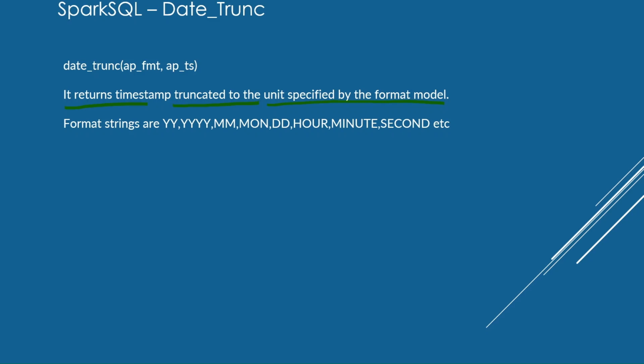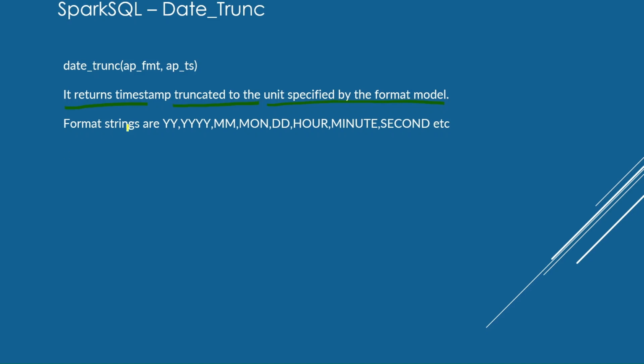Same, suppose you want to truncate to month. Then it will show the year and month, and the day, hour, minute, and seconds will show as zero. So this is the purpose of date_trunc. Whenever we want to truncate the date, we can use the date_trunc function.